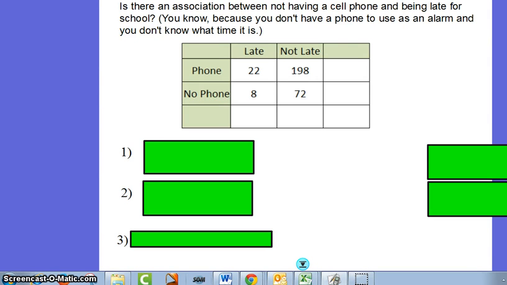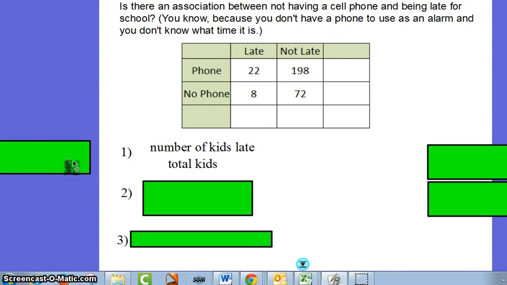Okay, so the first thing you have to do is take a look at how many kids are late and the total number of kids. So let's see here. We've got 198. Add that to 72. That's 270 kids who are not late. And 22 plus 8 is 30 kids who are late. So 30 plus 270, that's 300 kids total.